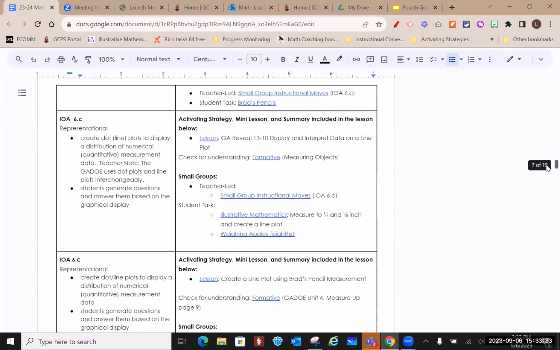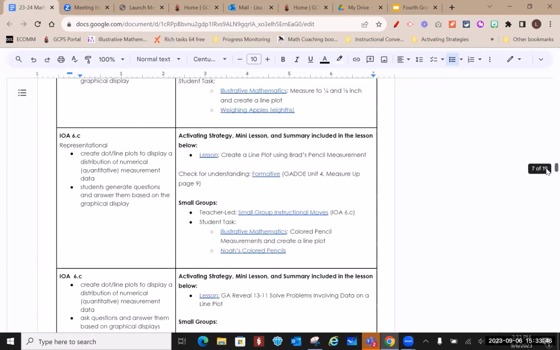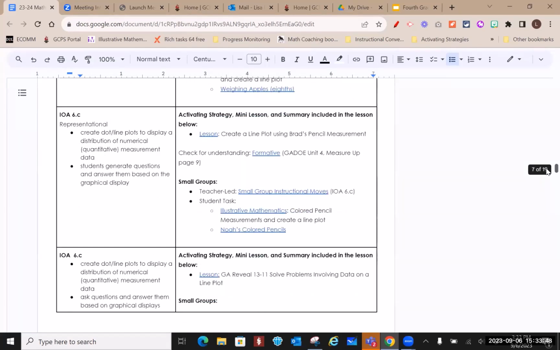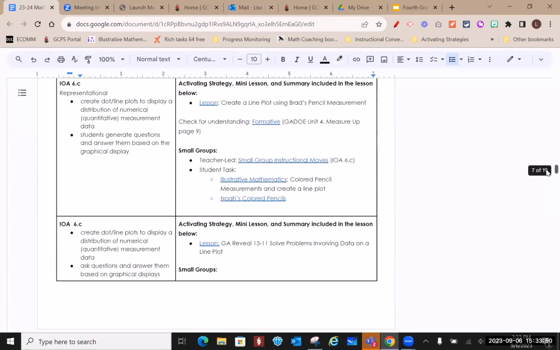Then we're going to be going into creating dot, or line plots, to display the measurement data that has been collected. And then we'll be moving into asking questions and answering them based on the graphical displays, which is going to be that analyzing and interpreting the data.